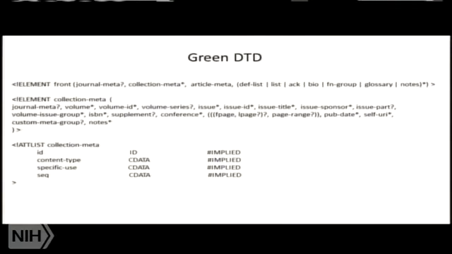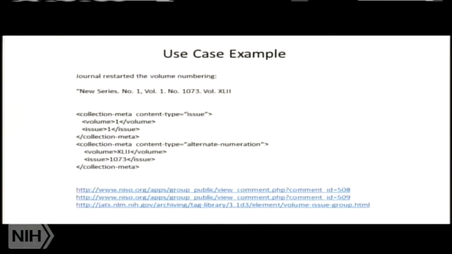Here's a model based on the Green DTD, where collection meta is alongside journal meta and article meta. It can contain all of the elements that would define a journal issue or a conference, and it has a content type attribute so you can distinguish multiple types of collection meta. So let's try to go through a couple use case examples, starting with the two that prompted the volume issue group element. This is an example where an issue has two sets of numbering because the journal restarted its numbering.